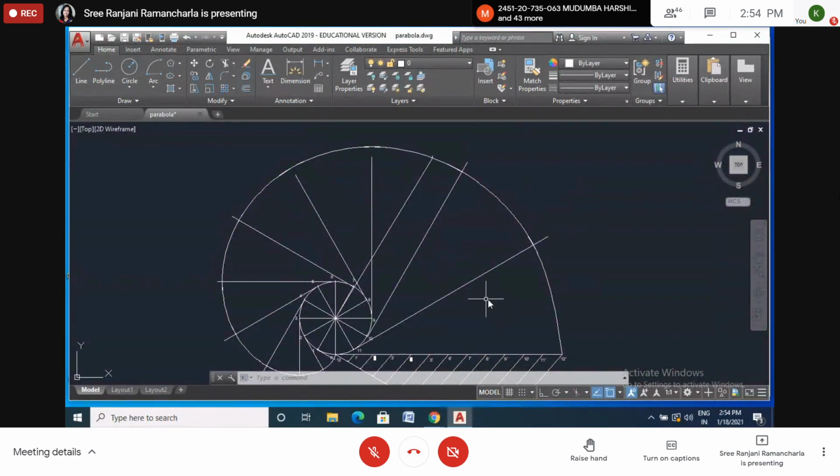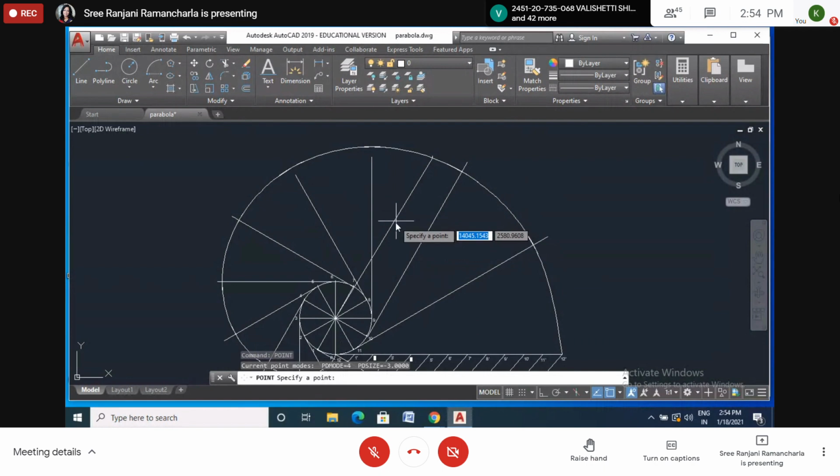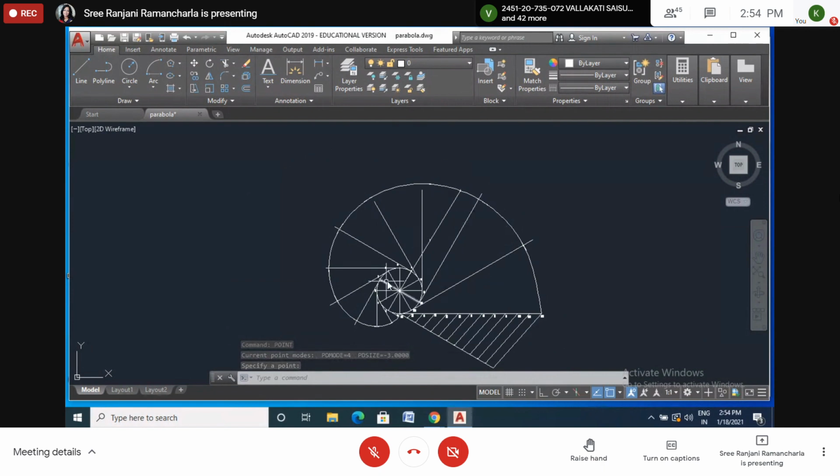So join this one. Instead of joining here in AutoCAD, I will just show the point here, the point bisecting this one. So this is my point. In AutoCAD, I chose the exact midpoint. So you can see the screen, it's specifying this is the midpoint. For you in manual, what you have to do is bisect this one.